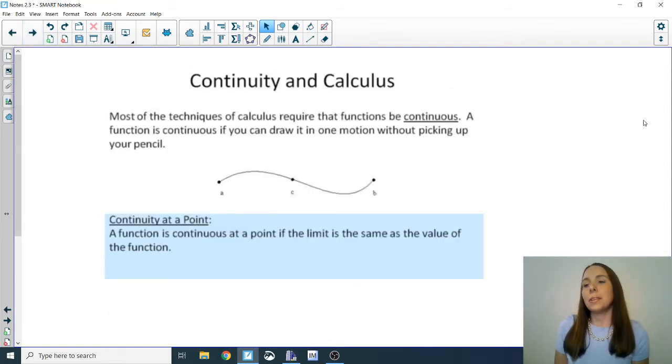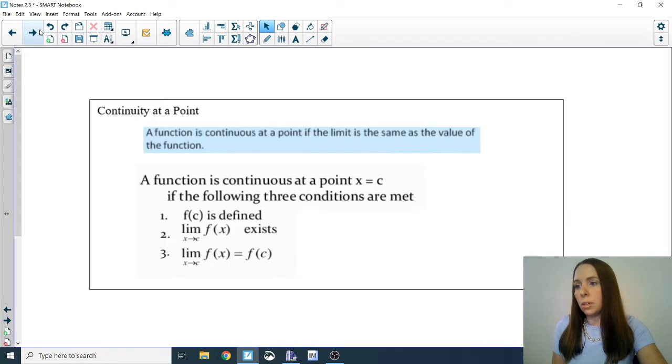So prior to taking calculus, you have, I'm sure, heard of continuity and points of discontinuity. And you may have seen a definition like this one. A function is continuous if you can draw it in one motion without picking up your pencil. And so what you're looking at here is just a little curve on an interval from A to B, and we would say that that curve is continuous everywhere. However, what you're going to see now that you know limits is a better definition of continuity.